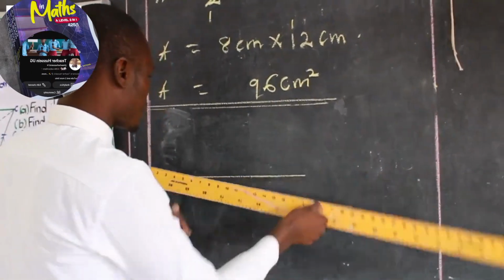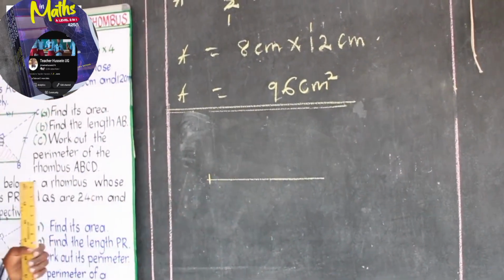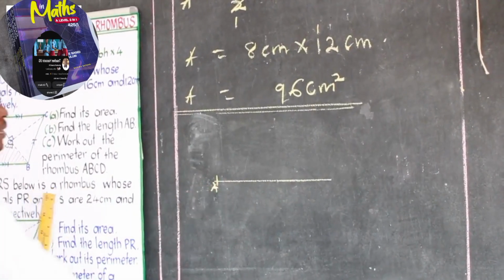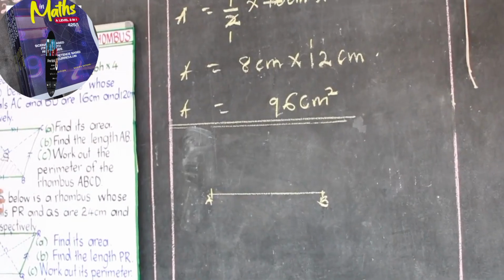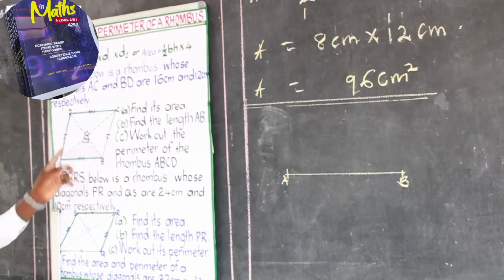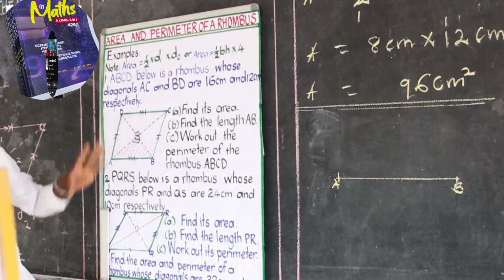Please use a ruler always. I beg of you, use a ruler always. This is our A, and this is our B. That's the line we are looking for. So we need to come up with the right angled triangle, just as it is. I want to bring it the way it is, class.